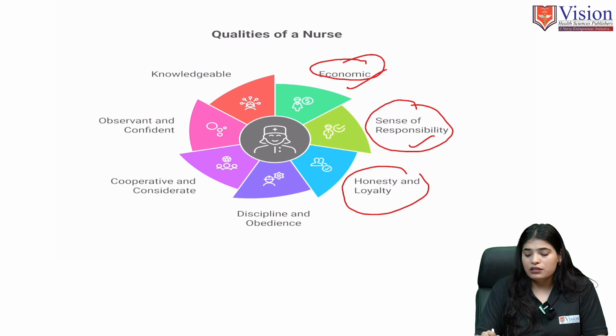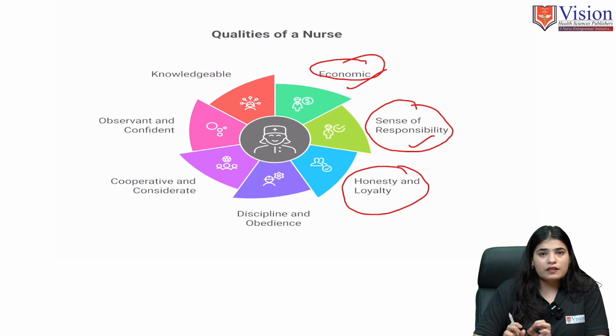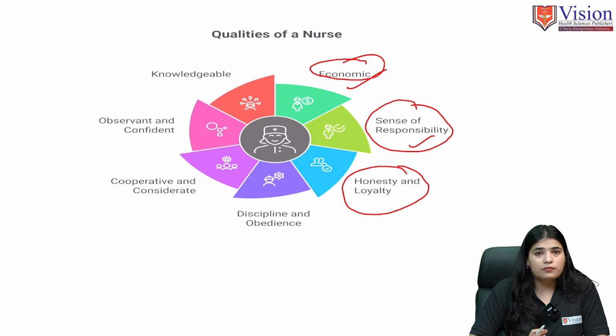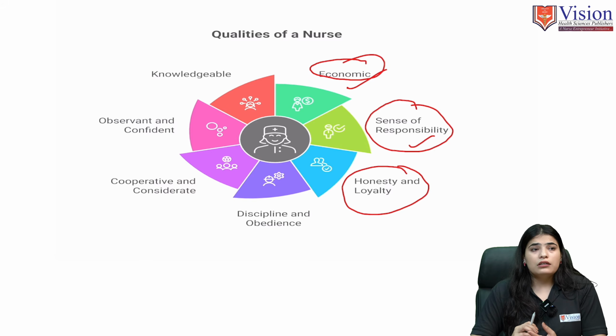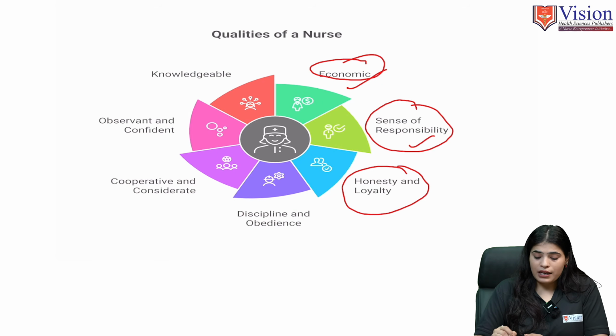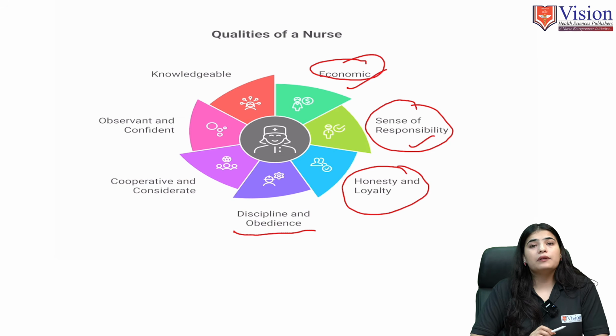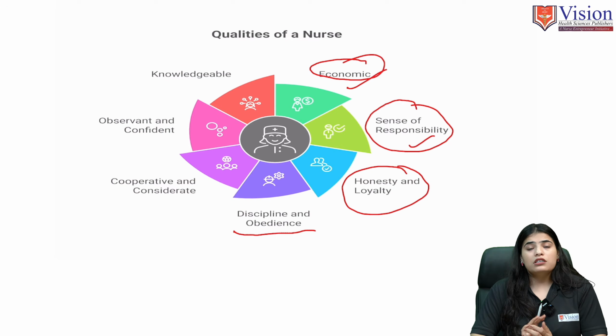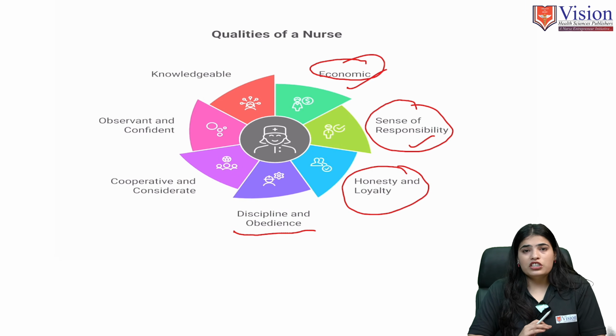Next is honesty and loyalty. A nurse should be honest, a nurse should be loyal to her profession. You have to tell the patient honestly whatever their situation is. You have to refrain from lying to the patient or to the healthcare team members. And another quality of a nurse is discipline and obedience. A nurse should be disciplined. As you know, nurses are working in various shifts and they have to provide care to many people. So they should be disciplined enough to carry their workload.